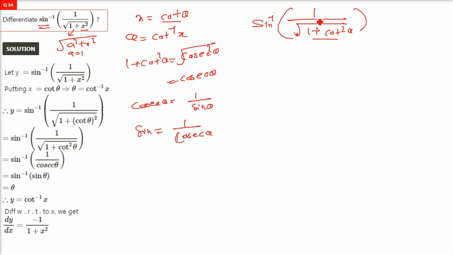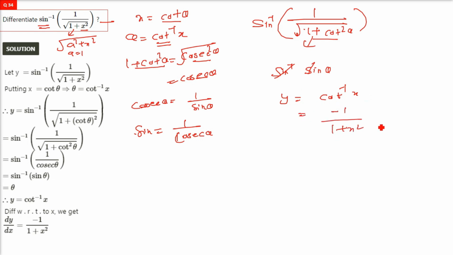So finally, the inside thing, which is 1 by under root 1 plus cot square theta. Under root 1 plus cot square theta is under root cosec square theta, which is going to be equal to cosec theta, and cosec theta is 1 by sine theta. So sine theta will go up. So finally we will get sine theta inside. Now there is no substitution, so you can just cancel these two out. So finally you have to differentiate theta. What is theta? Theta is cot inverse x. And the derivative of cot inverse x is minus 1 by 1 plus x square. This is dy by dx.